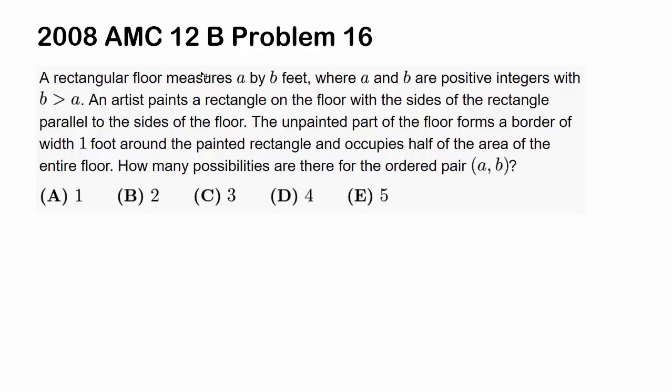This question is from 2008 AMC 12B and it is problem 16. Let's get to it. A rectangular floor measures A by B feet where A and B are positive integers. So they already told us A and B are integers.